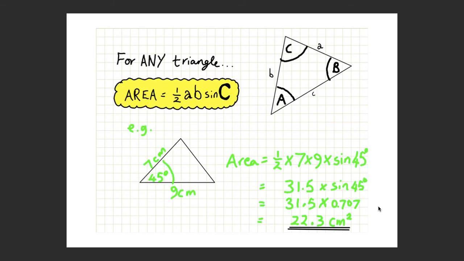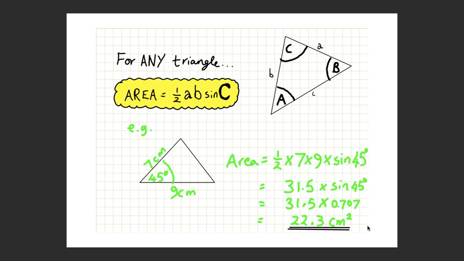Okay, third thing, area rule. For any triangle, the area of it can be calculated from a half ab sin C. So a half times the product of two sides times the sine of the angle between them. So in this case, if you've got a 7 and a 9 with a 45-degree angle between them, that uniquely identifies this triangle with no ambiguity, and you can work out its area from sticking those numbers into this formula, and it comes out to be 22.3 centimeters squared.